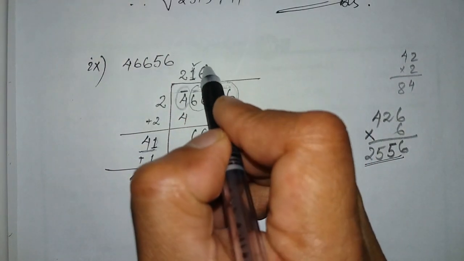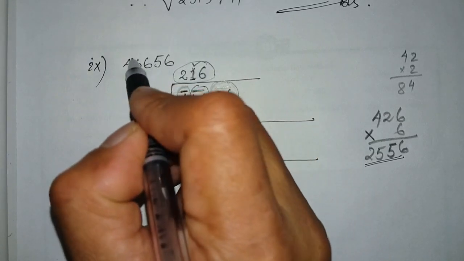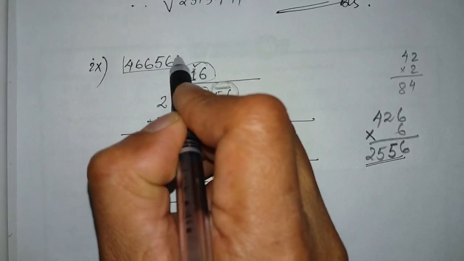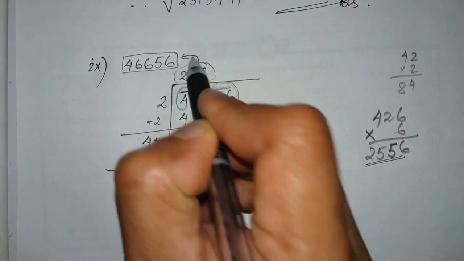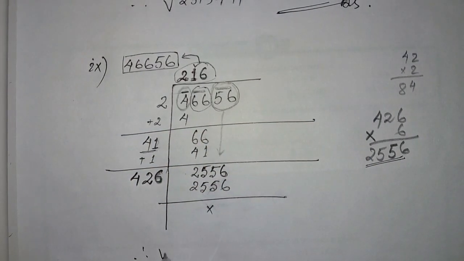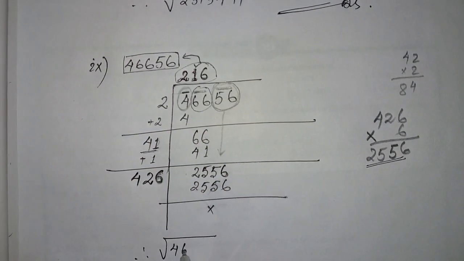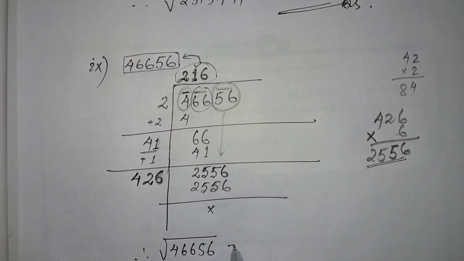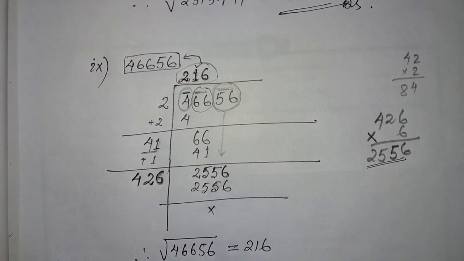Now the square root of 46656 is 216. So therefore the square root of 46656 is equal to 216.